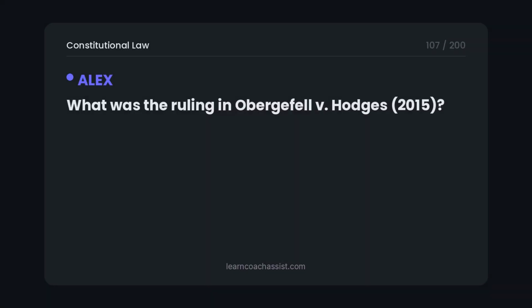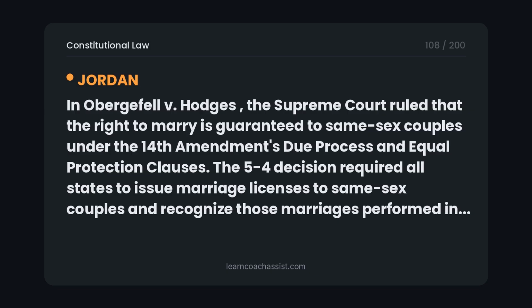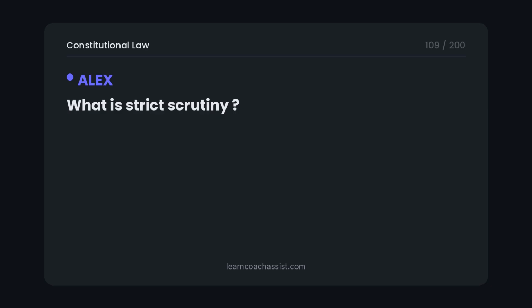What was the ruling in Obergefell versus Hodges, 2015? In Obergefell versus Hodges, the Supreme Court ruled that the right to marry is guaranteed to same-sex couples under the 14th Amendment's due process and equal protection clauses. The 5-4 decision required all states to issue marriage licenses to same-sex couples and recognize those marriages performed in other states.